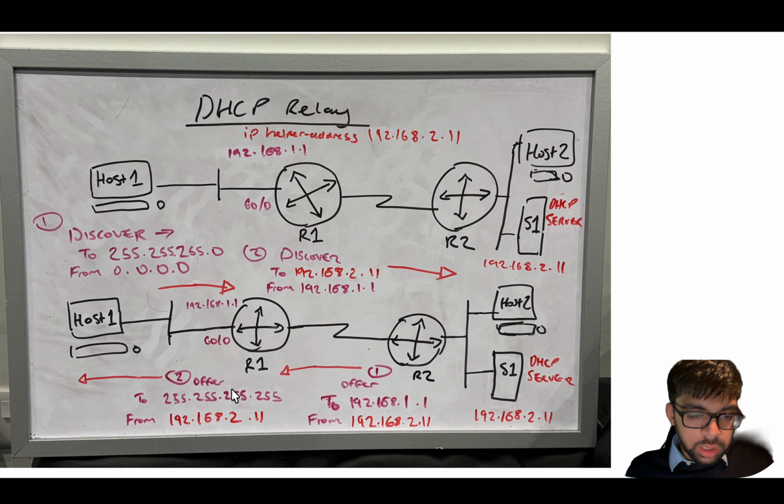But remember, look, it's sending out there 255.255.255 and 192.168 from 192.168.2.11. So that's what's happening here. Sorry, this IP address is actually 255.255.255.255. My bad there, apologies. You might be wondering why there are only 3. It should be four 255s. Sorry, that's a mistake on the whiteboard, but everything else is fine. So that's the DHCP relay process there.